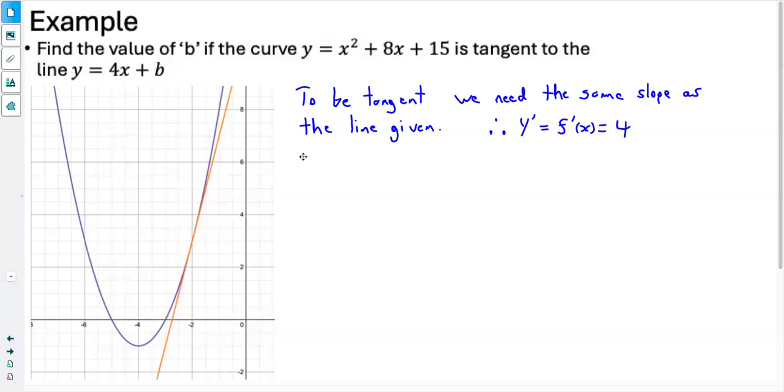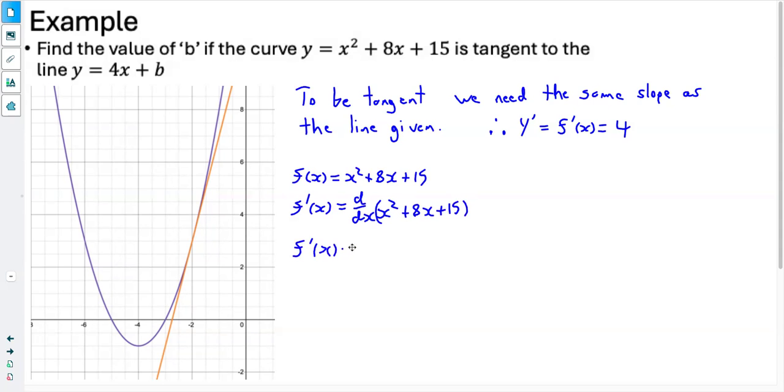So first thing I'm going to do is write this function down here. I'll write it as f of x equals x squared plus 8x plus 15. Now we're going to take the derivative of it. So f prime x is equal to the derivative of x squared plus 8 times the derivative of x plus, or sorry, plus the derivative of 15. So that's going to give us 2x plus 8 as our equation.